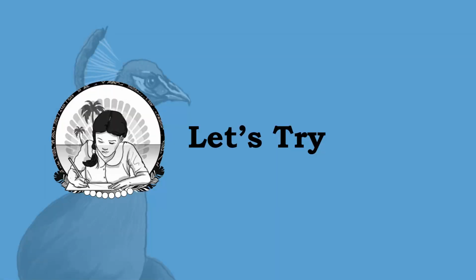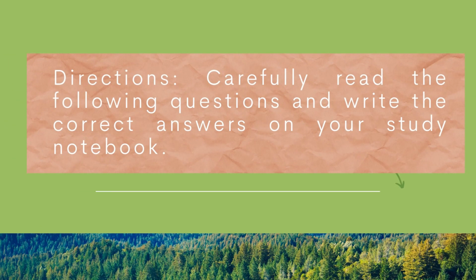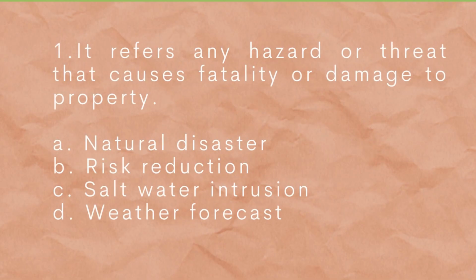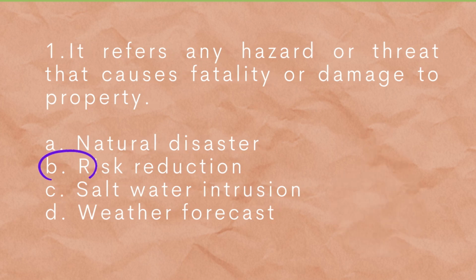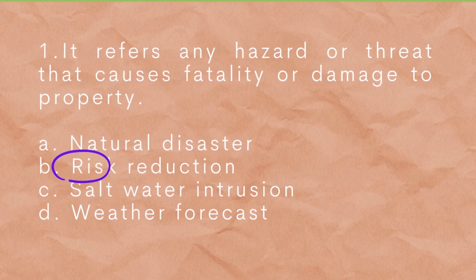To test your prior knowledge of our lesson, kindly answer the following questions that will be flashed on your screen. Let's start. Here are the directions. Carefully read the following questions and write the correct answers in your study notebook. Number 1. It refers to any hazard or threat that causes fatality or damage to property. A. Natural disaster. B. Risk reduction. C. Saltwater intrusions. D. Weather forecast. What's your answer? Okay, the correct answer is letter B.